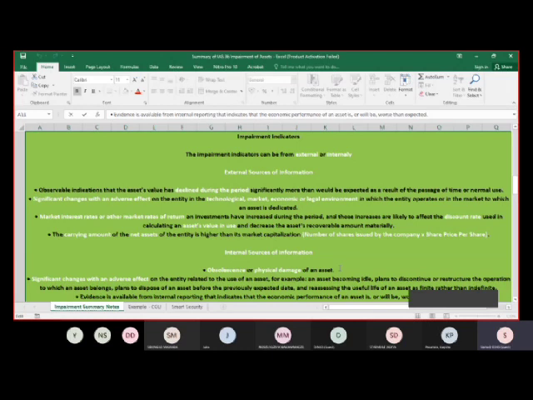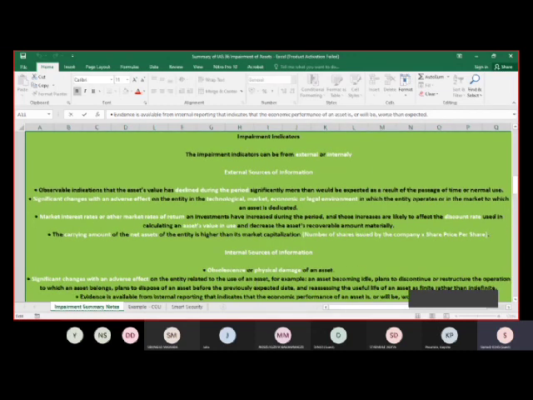Also plans to discontinue or restructure the operation to which an asset belongs, plans to dispose of an asset before the previously expected date, and reassessing the useful life of an asset as finite rather than indefinite. So these are things that you might have to look at for indication of impairment.